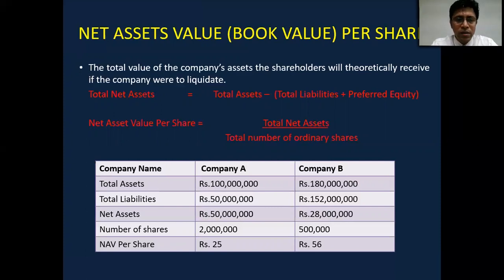When you compare the absolute net asset figures, company A has a larger net asset figure. But which company has higher net assets on a per share basis? After dividing the net assets figure by the number of shares in issue, you will see that company B offers a higher net asset figure on a per share basis, which means an investor would prefer paying a higher market price for company B compared to company A.